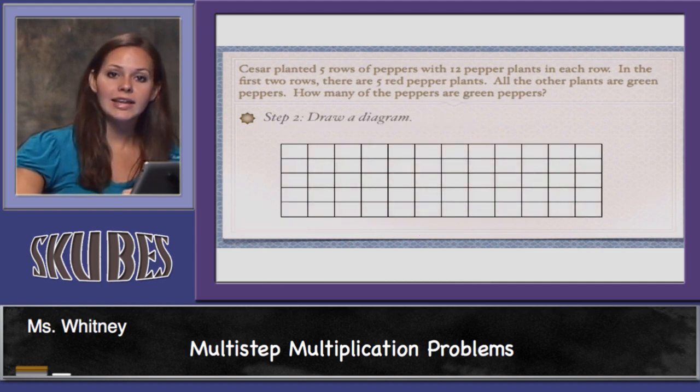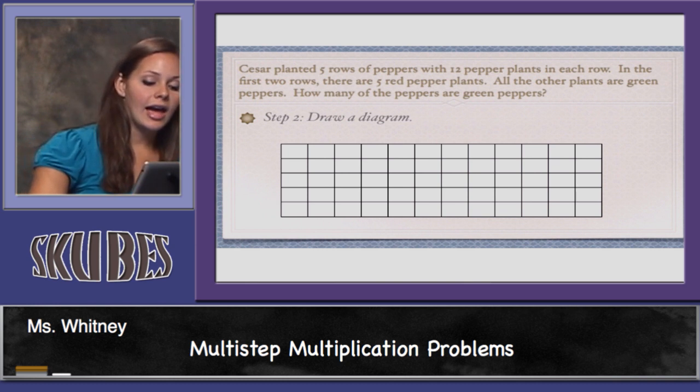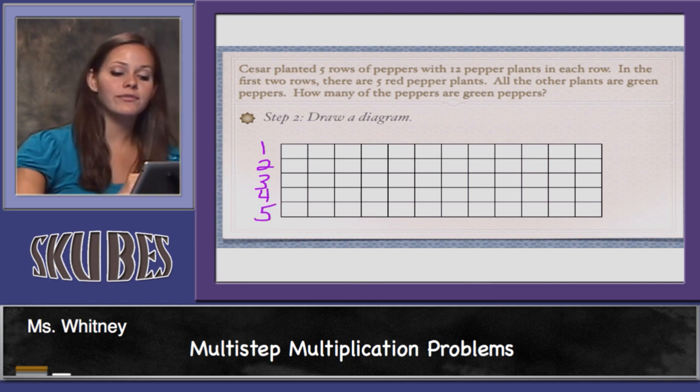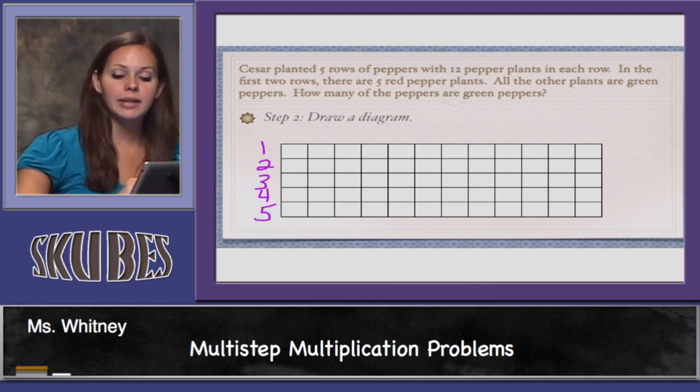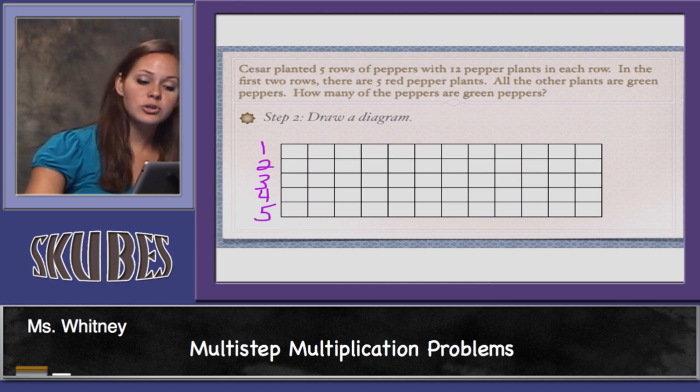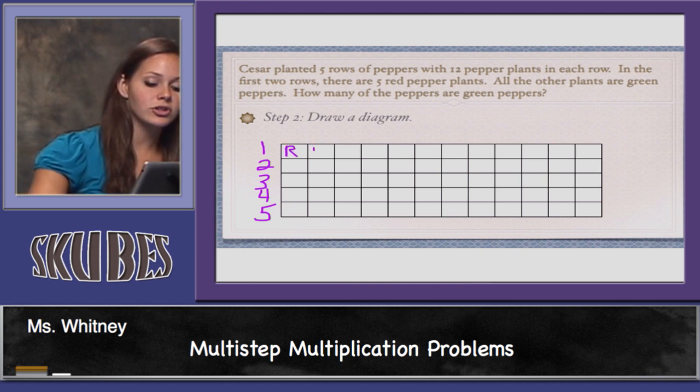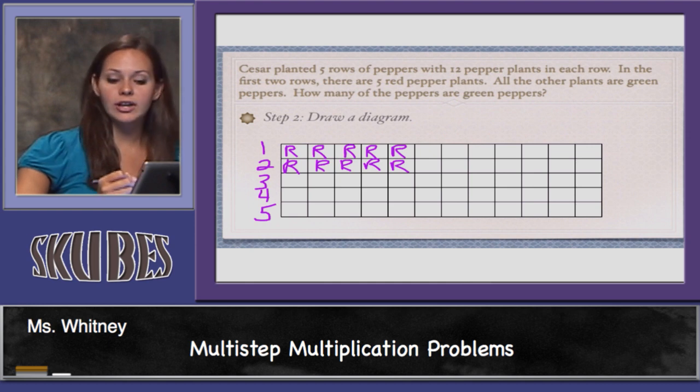Next, I'm going to draw a diagram. I have 5 rows with 12 in each row to show my 5 rows of 12 pepper plants. In the first 2 rows, there are 5 red pepper plants. So in my first row, I'll show 5 red pepper plants. And in my second row, I will also show 5 red pepper plants. The rest are green peppers.